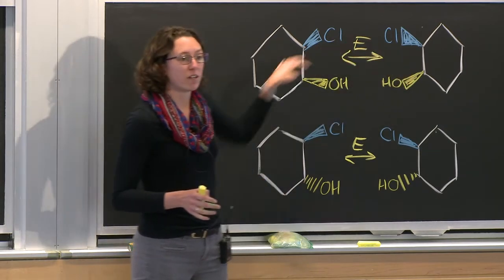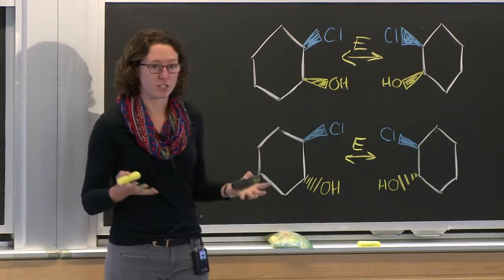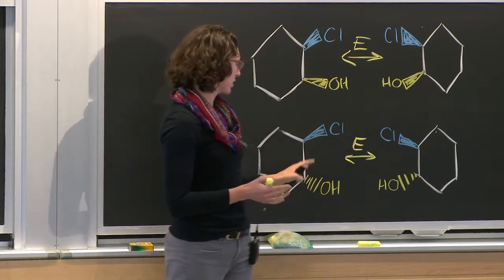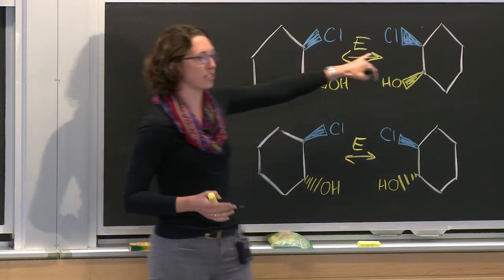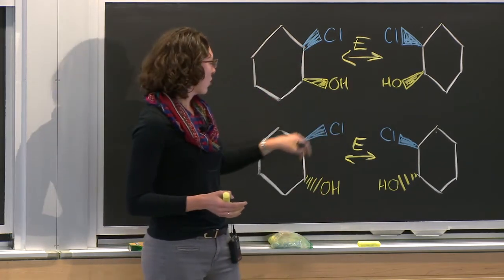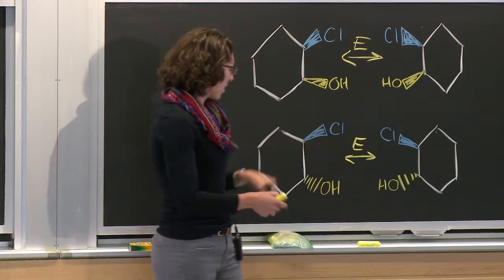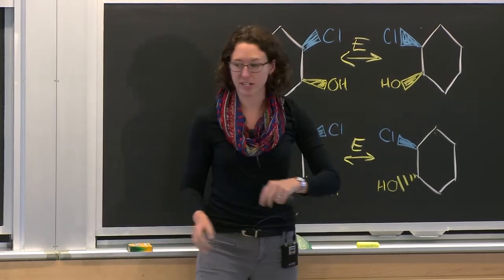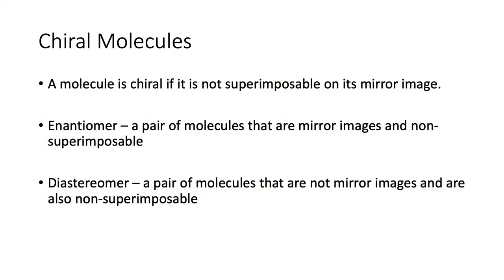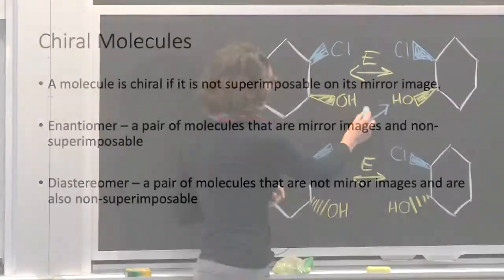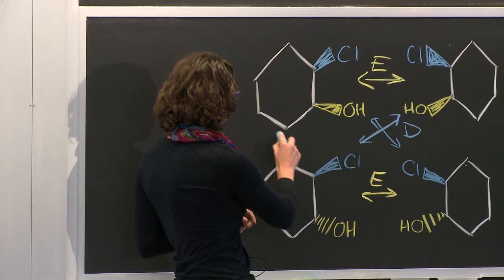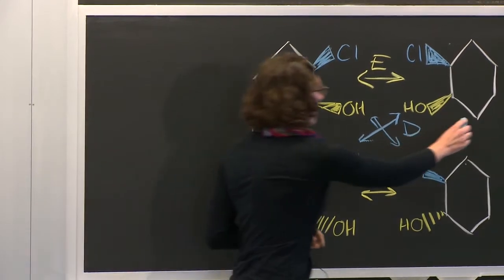But you can see that all four of these molecules are related in that they are isomers and that they have the same atoms in a fairly similar configuration. The only thing that differs is the stereochemistry at each of these chiral centers. And so these molecules are related to each other in that they are not mirror images, but they are also not superimposable on each other. And so these are called diastereomers. These two have the same relationship. So these are diastereomers. So are these two, and these two.